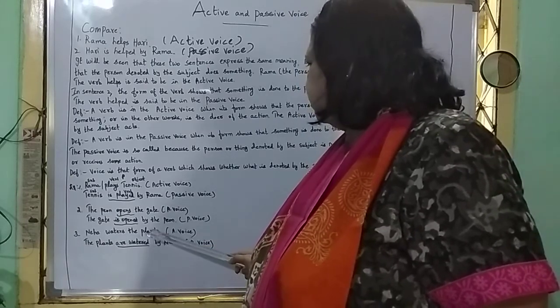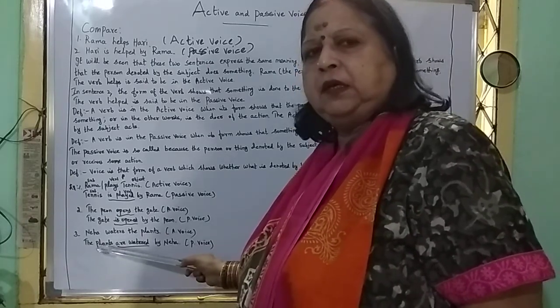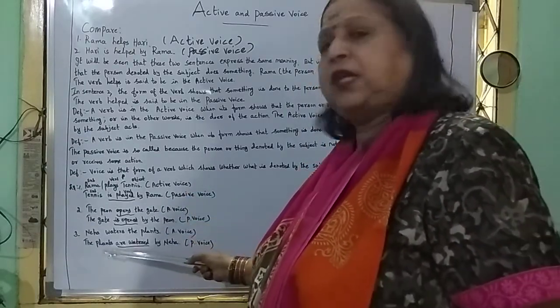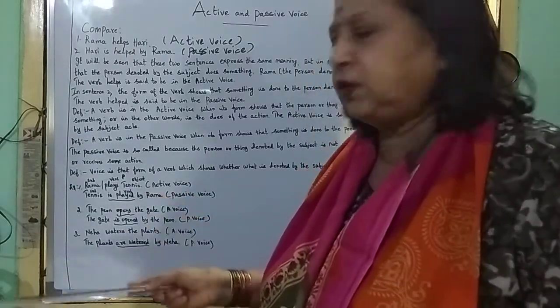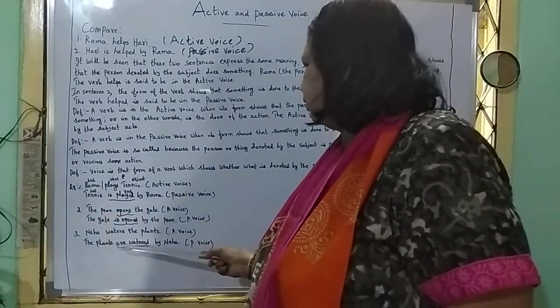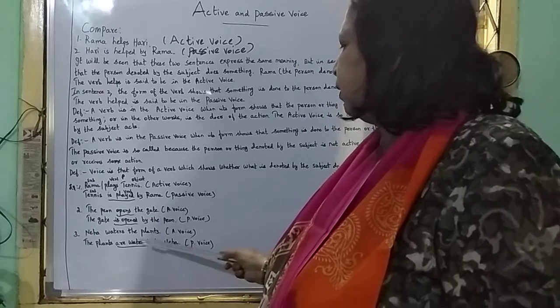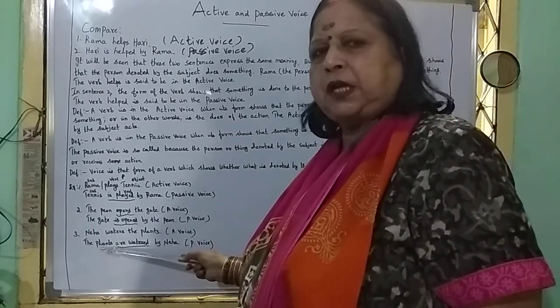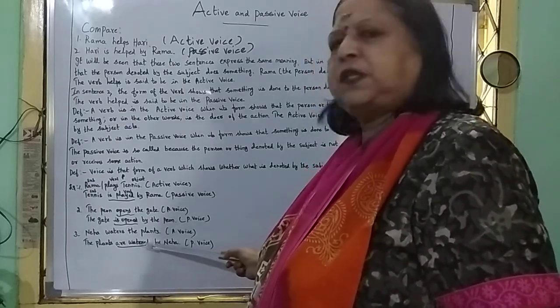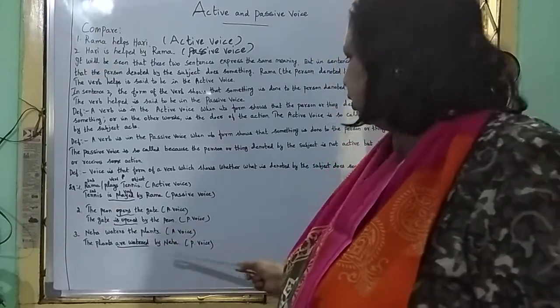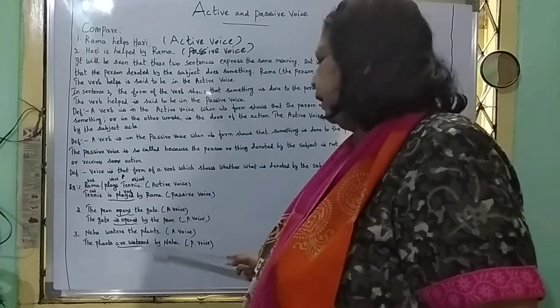The object becomes the subject here. Something is done to the subject. What happened to the subject? It is watered. The plants are watered by Neha. Because plants are plural, you are using are, and you are using watered, the past participle of the verb: water, watered, watered. By whom? By Neha.